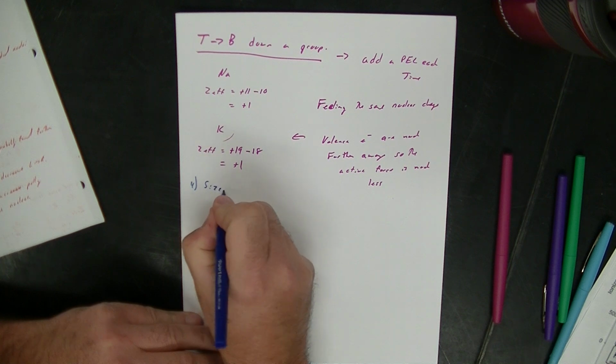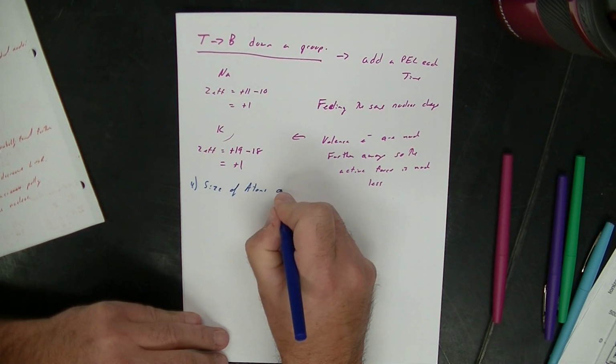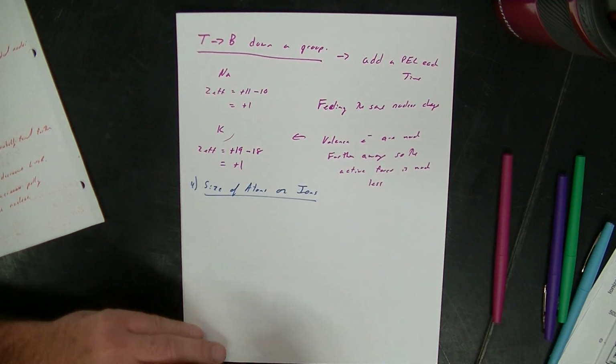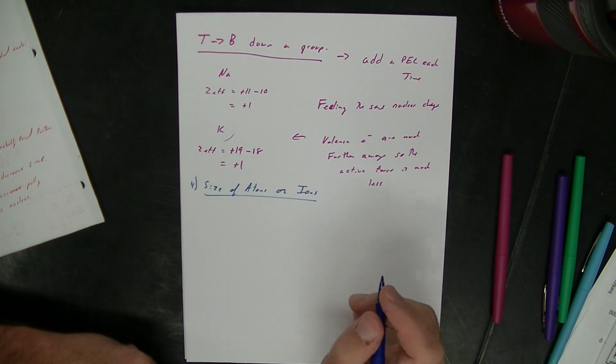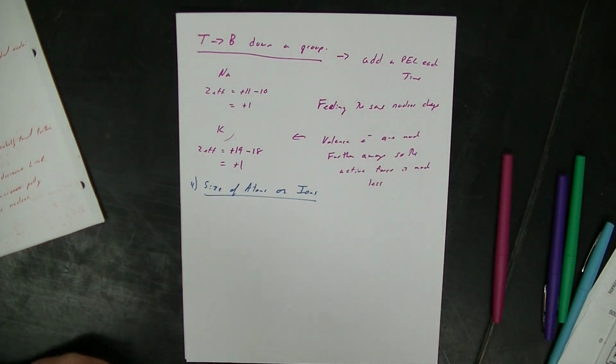How about we talk about size of atoms or ions? So when we're talking about the size of atoms or ions, we're talking about atomic radius.